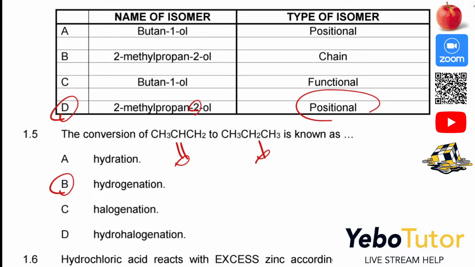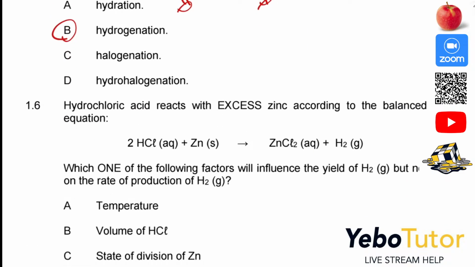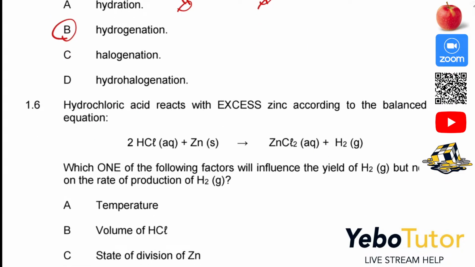Now moving forward to the next part which we have here, we have the following question 1.6, which is saying hydrochloric acid reacts with excess zinc according to the balanced equation.